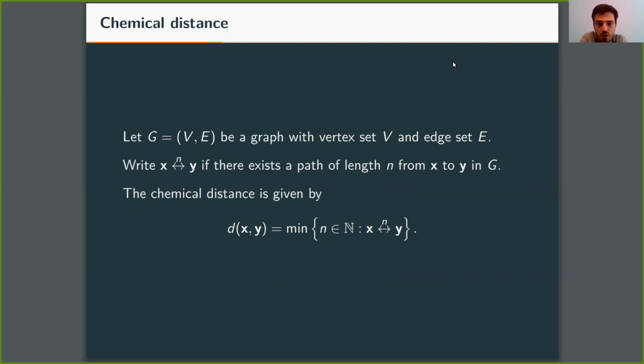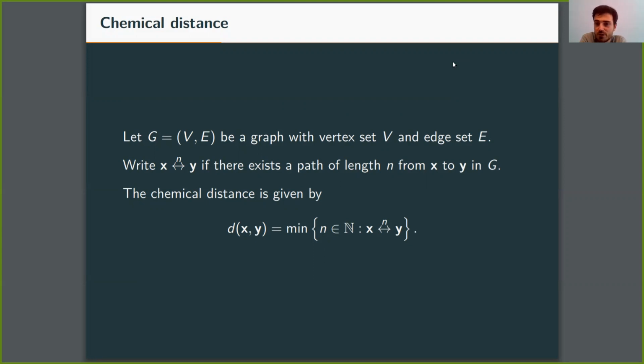For geometric random graphs, we are now interested in the behavior of this chemical distance when the Euclidean distance is large. In particular, we are interested in the occurrence of ultra-smallness, which means that the chemical distance is of doubly logarithmic order of the Euclidean distance. So when the Euclidean distance is very large, the chemical distance is still relatively small, which leads to the name ultra-smallness.